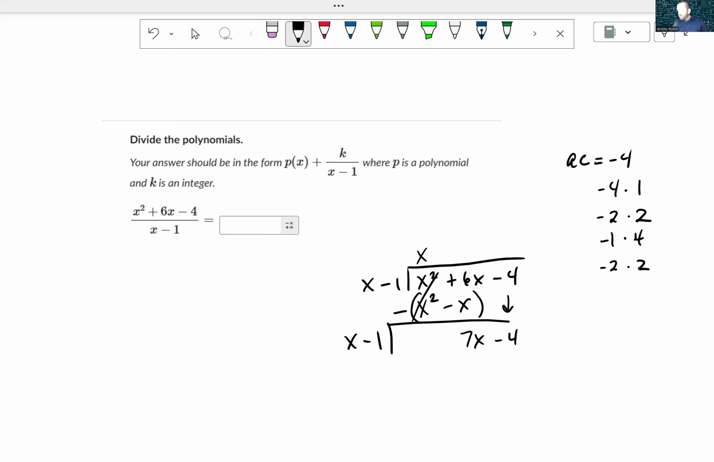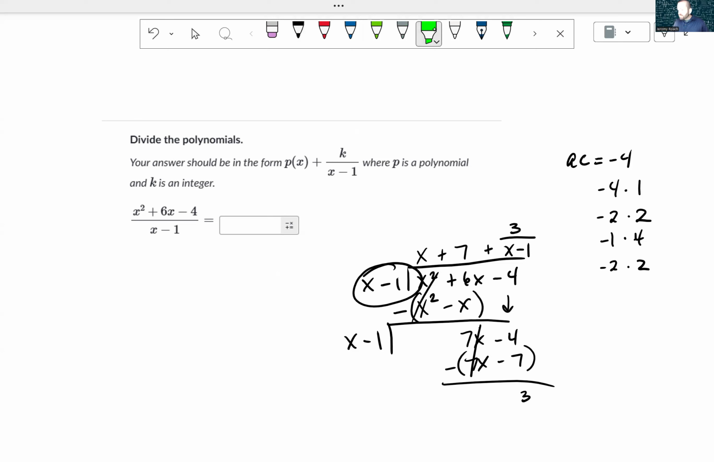Okay, we're going to do the same thing. How many x minus 1s go into 7x minus 4? Well, we just look at the leading degree there. So this is plus 7. 7 times x minus 1 is 7x minus 7. We're going to subtract all of that. Those cancel. The negative goes to this -7, so it's a positive 7. Minus 4 is 3. That's our remainder. So we say plus 3 over that value. And so this is our final answer.